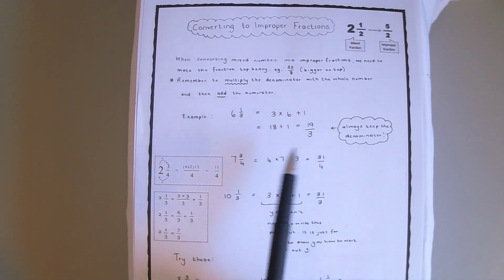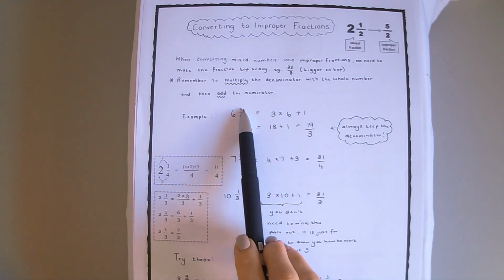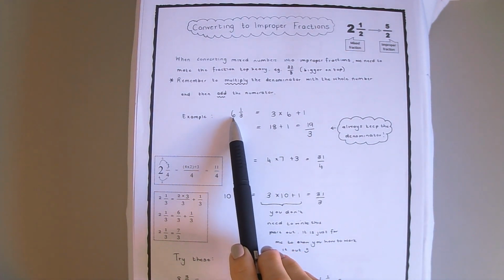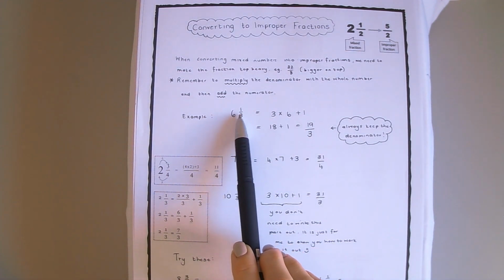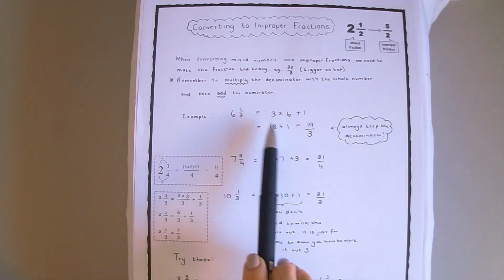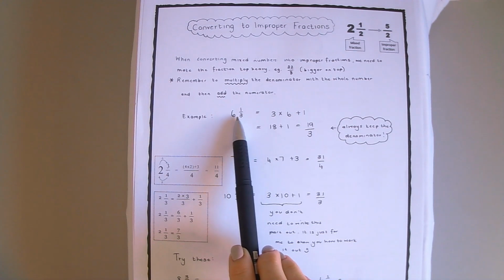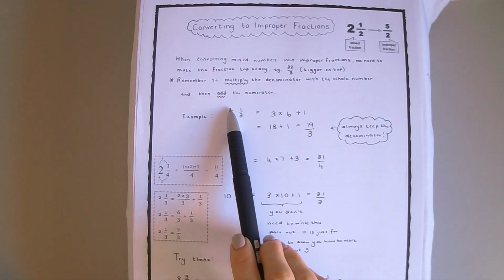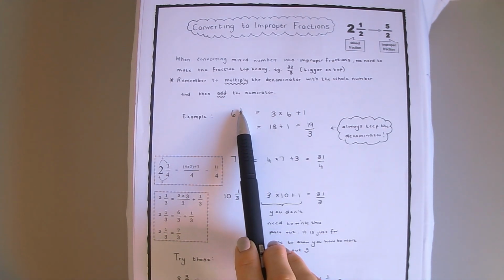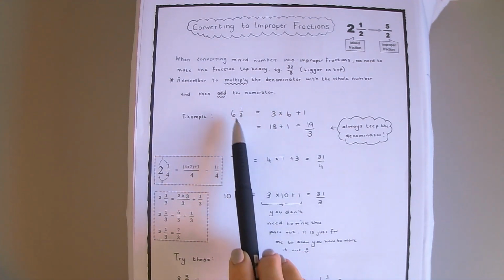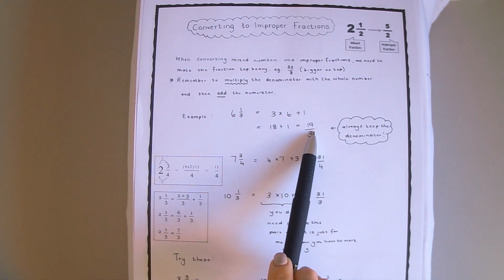In this case we've got 6 and 1 over 3. Can you see you've got 6 lots of a third? Because remember, this is 6 whole. Which means it's going to be 6 times 3, or 3 times 6, and then there's 1 left over, and you've got the 1 there, so we must add it. And then obviously you must keep the denominator.